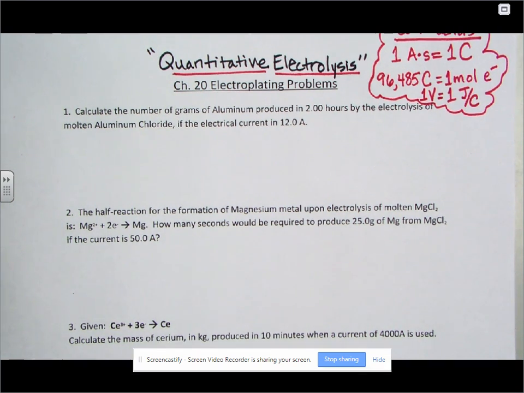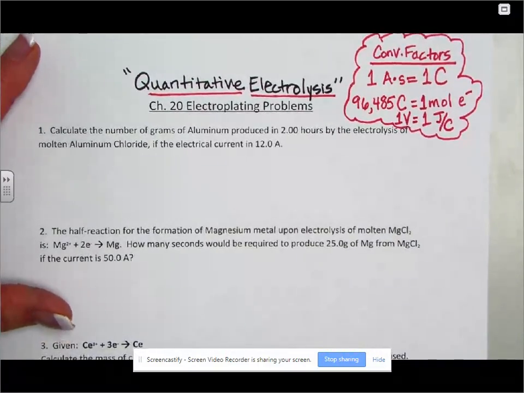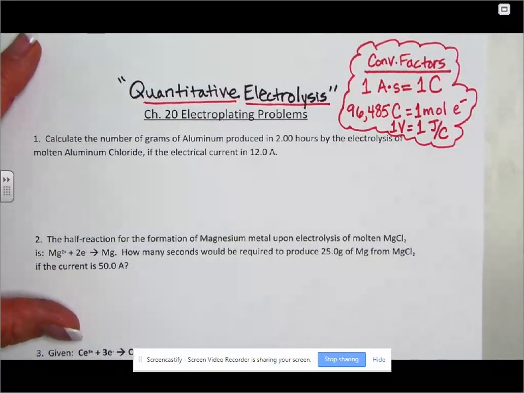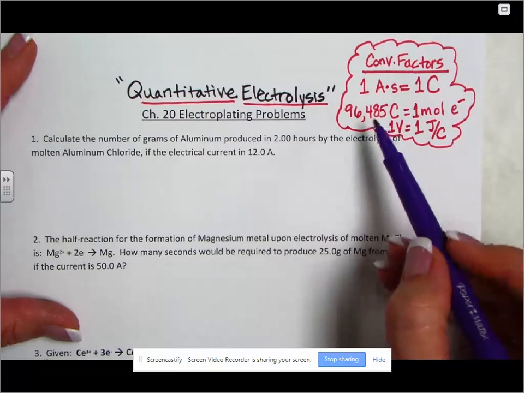This video lesson is on quantitative electrolysis calculations. This is coming out of chapter 20. And so we're going to look at how to handle some of your electroplating problems. A couple of conversion factors you want to understand and remember, that we will use for these type calculations.